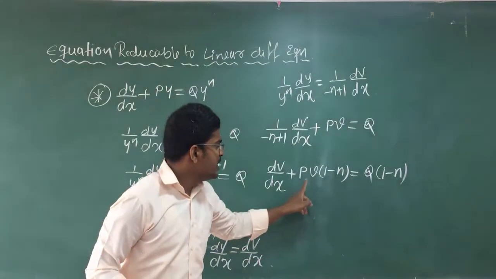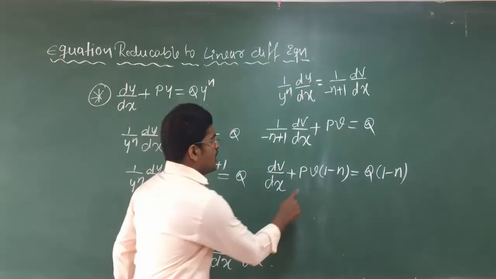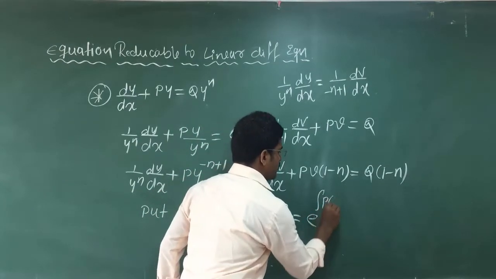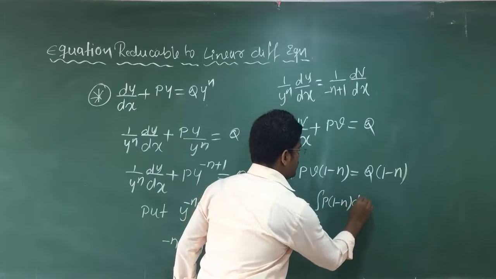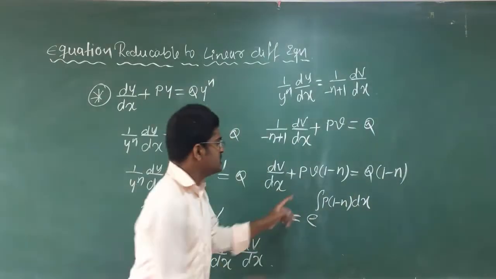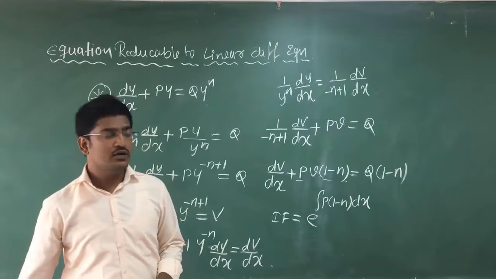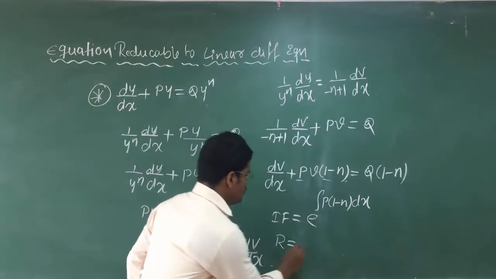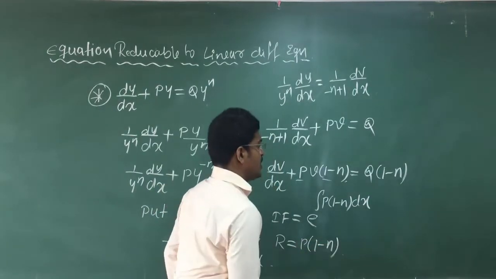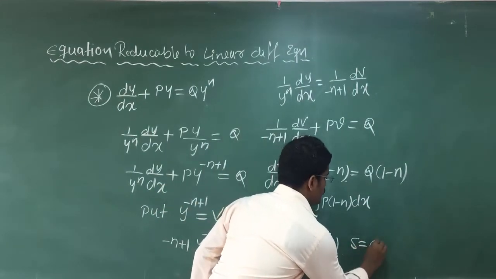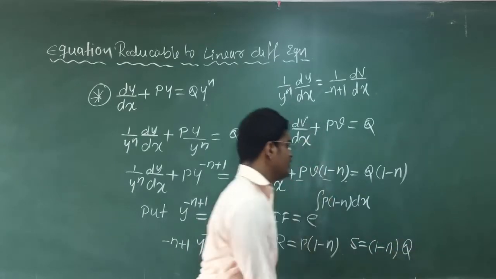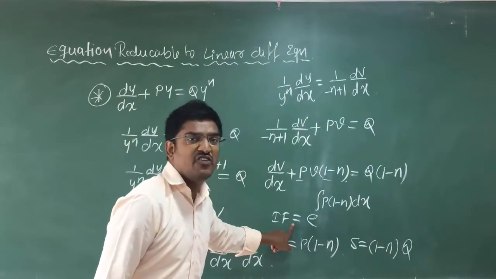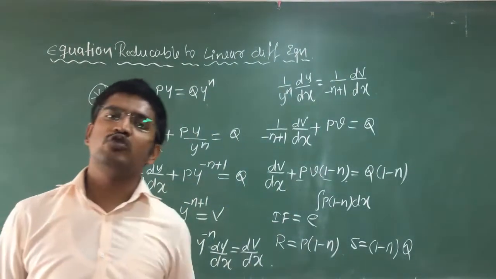Here now, the coefficient of v, that means if you have to find the IF, it is e to the power of integration of p into 1 minus n with respect to dx. Clear? So that means this term will be q for you. Sorry, if q is already present, you can take r. That means r will be equal to p into 1 minus n and s will be equal to 1 minus n into q. Okay, so now using these two terms, I have already started with the IF. Further, by getting the IF, you know how to simplify.